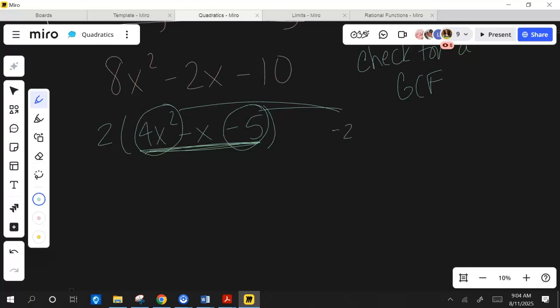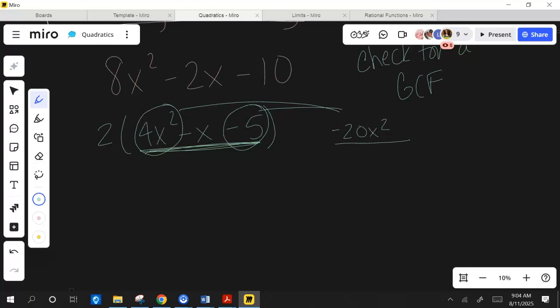Negative 20. Y'all are so hesitant, you're whispering it, right? It's okay to be wrong sometimes too, y'all. I'm wrong a lot. All right, negative 20x squared. Does everybody see where that came from? Okay. Now here's the puzzle. This is the fun part. I love a good puzzle.